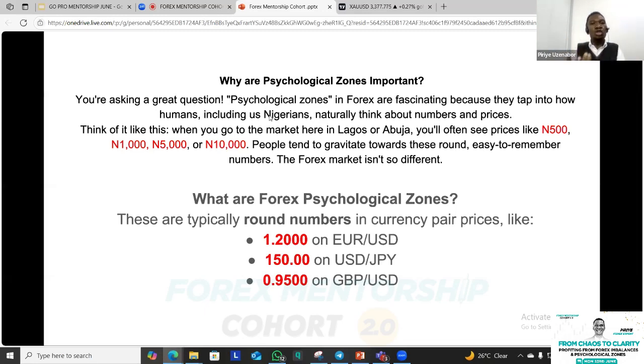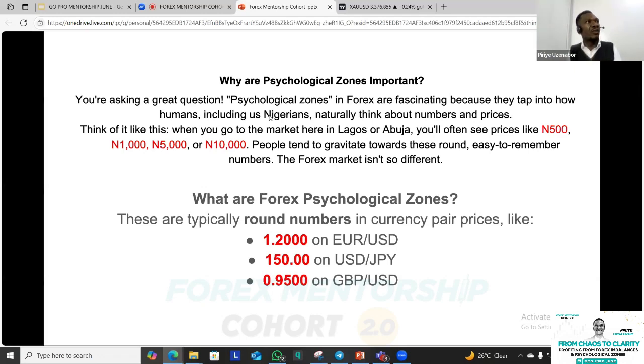Why are psychological zones very, very important? Most people will be asking, why should I care as a trader? Now, the reason why you should care is because people tend to gravitate towards these psychological levels. Why? Because they are easy numbers to remember. And the Forex market is not in any way different from any other market. People tend to gravitate towards them.